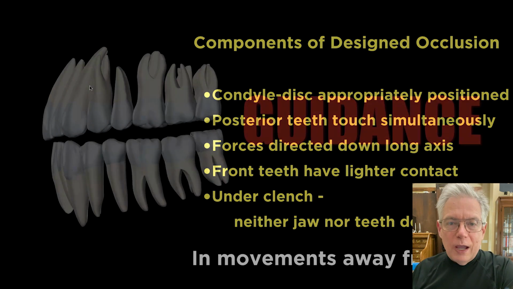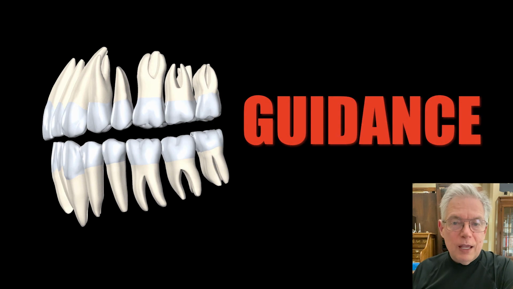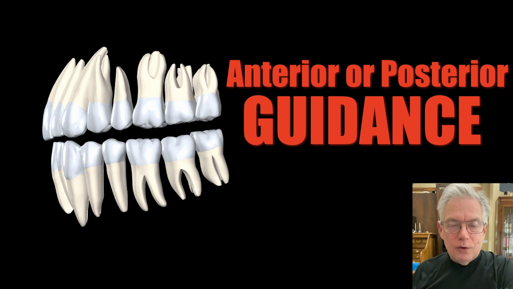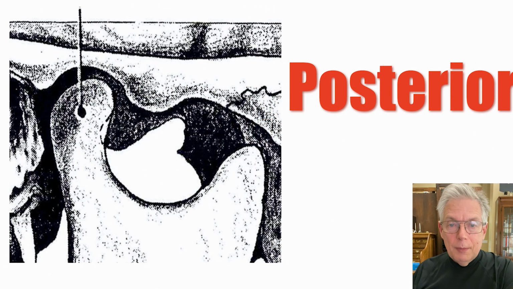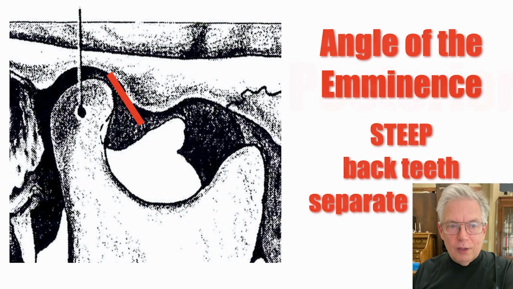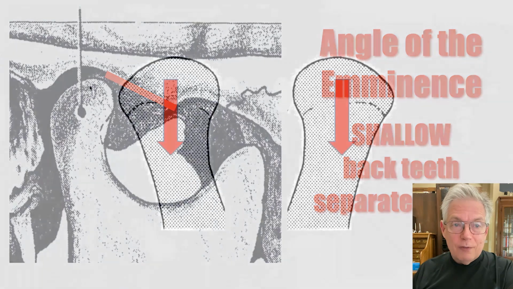In movements away from that maximum intercuspal position, we're going to have some sort of guidance. What's interesting is there are two kinds of guidance: anterior guidance and posterior guidance. The one we hear about is anterior, but here's the posterior determinant. This is going to determine the form of some teeth, because the posterior determinant is the form of the eminence that the condyle has to move against. If it's steep, back teeth are going to separate quickly. They fly apart. If it's shallow, they're going to separate very slowly.